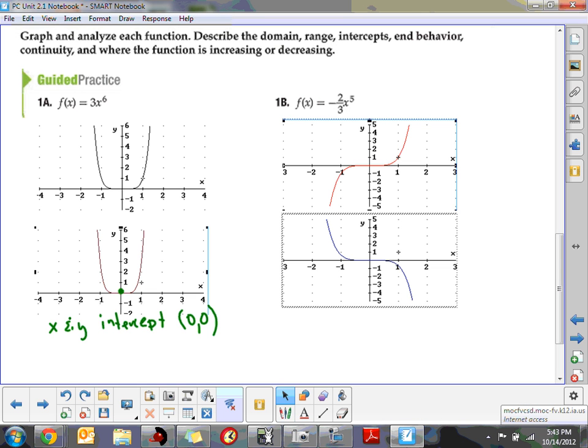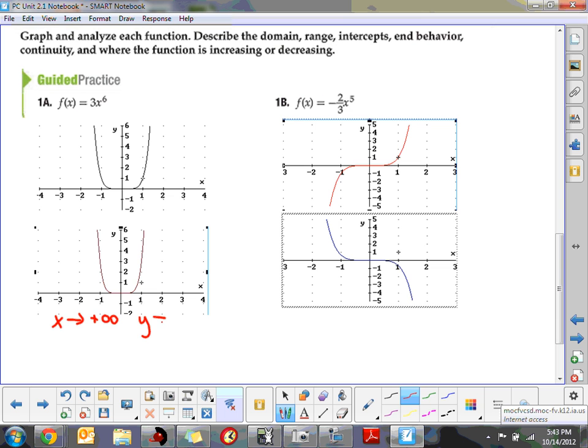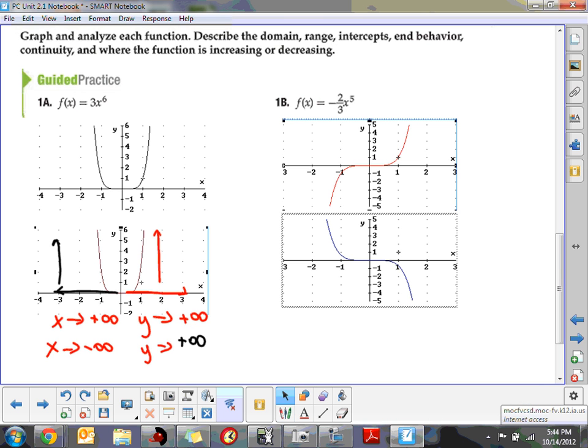Next thing they ask is end behavior. For end behavior, what we want to do is analyze, as x approaches positive infinity, where are the y values going? Well, as x gets large, the y's go to positive infinity. As x approaches negative infinity, then what happens with the y values? So now we want to trace the x's so that they go to negative infinity. As x's go to negative infinity, the y's are still going upward towards positive infinity. So now we've just described the end behavior.